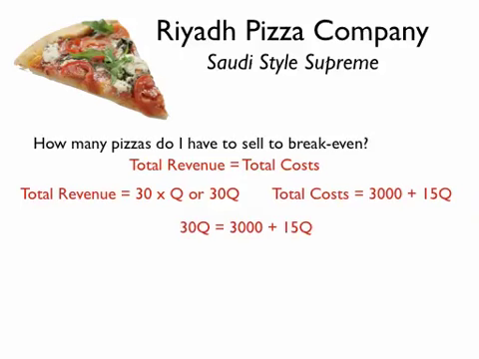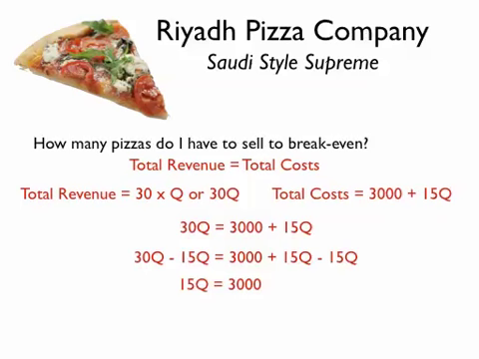So when I set those equal and solve for Q, the first step would be to subtract 15Q from both sides. When I do that, I end up with 15Q equal 3,000, and then I divide both sides by 15. In that case, I would end up with Q equals 200. And to check that, I could plug 200 back into either the total revenue equation or the total cost equation, and they should equal each other. My total revenue at 6,000 would equal my total cost at 6,000.